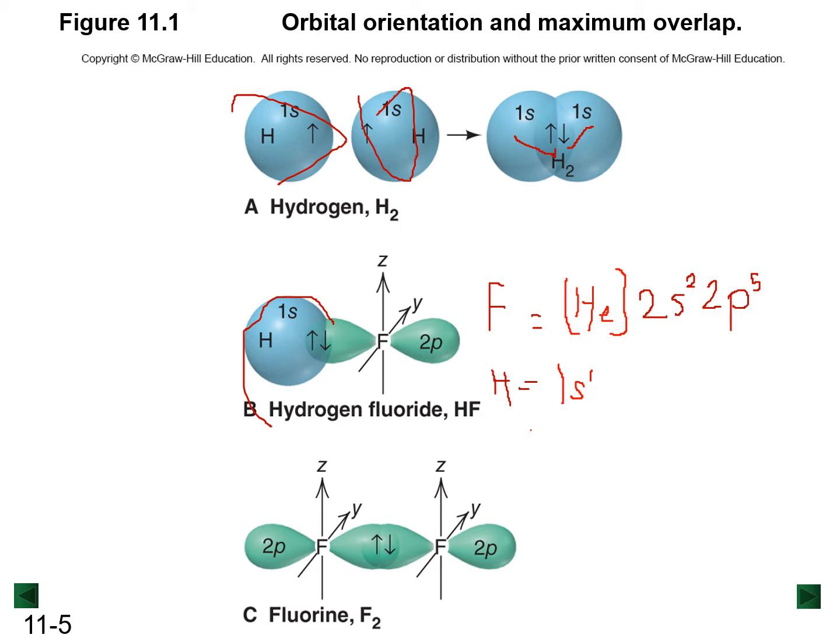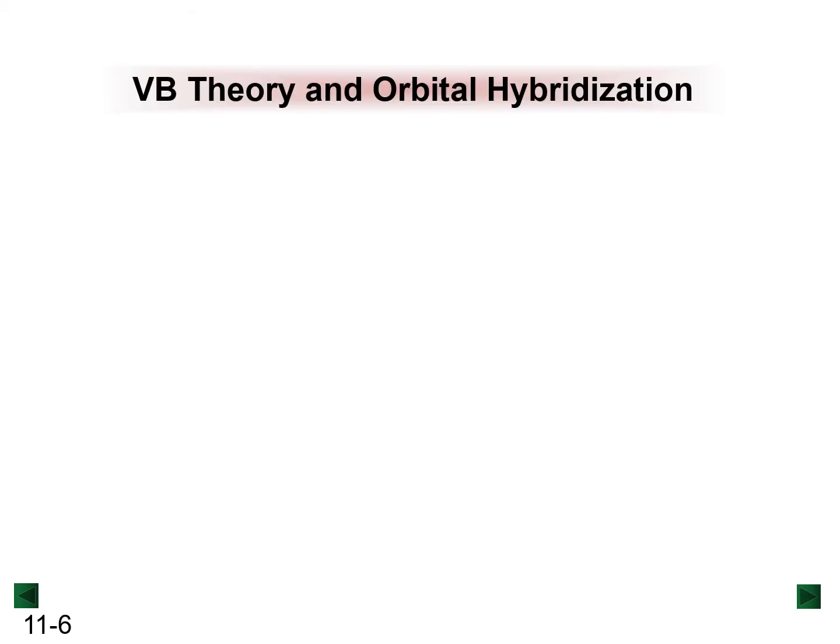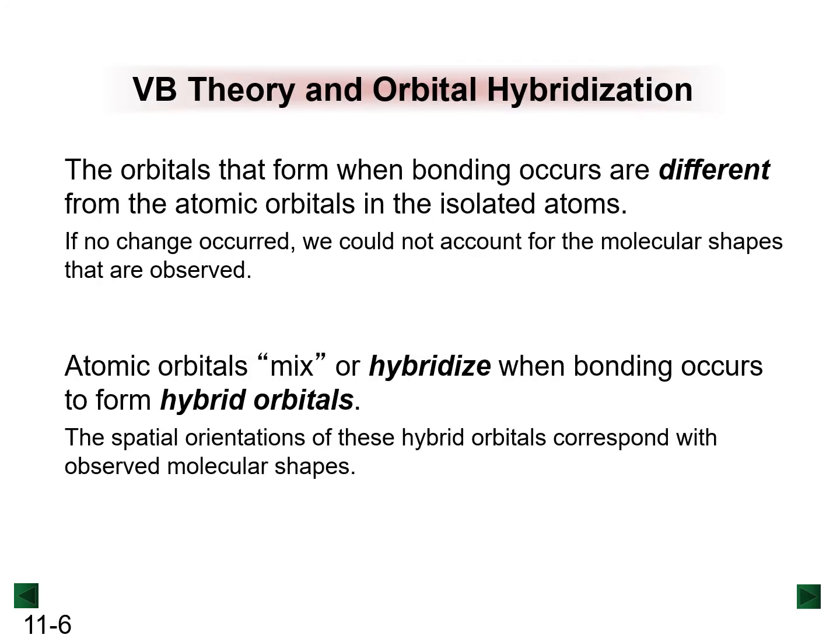Okay, here you can see the overlapping of 2p orbitals, and one electron comes from 2p of F, and another one electron comes from another F, forming the covalent bond. Okay, hybridization is the process of orbital mixing to form the new atomic orbitals we call hybrid orbitals.